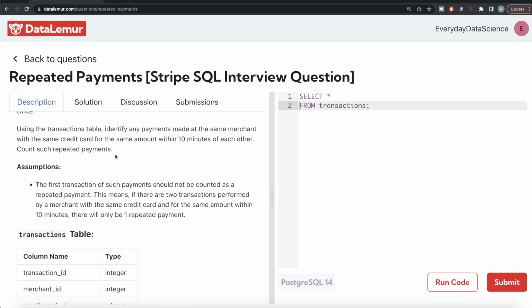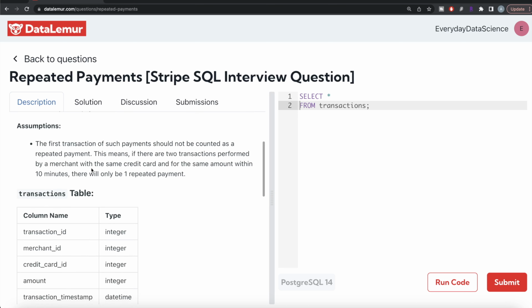Count such repeated payments. The assumption of this question is the first transaction of such payment should not be counted as a repeated payment. This means if there are two transactions performed by a merchant with the same credit card for the same amount within the 10 minutes, there will be only one repeated payment. So basically like the first transaction, and within 10 minutes, if for the same credit card with the same merchant and same amount, there is another transaction.